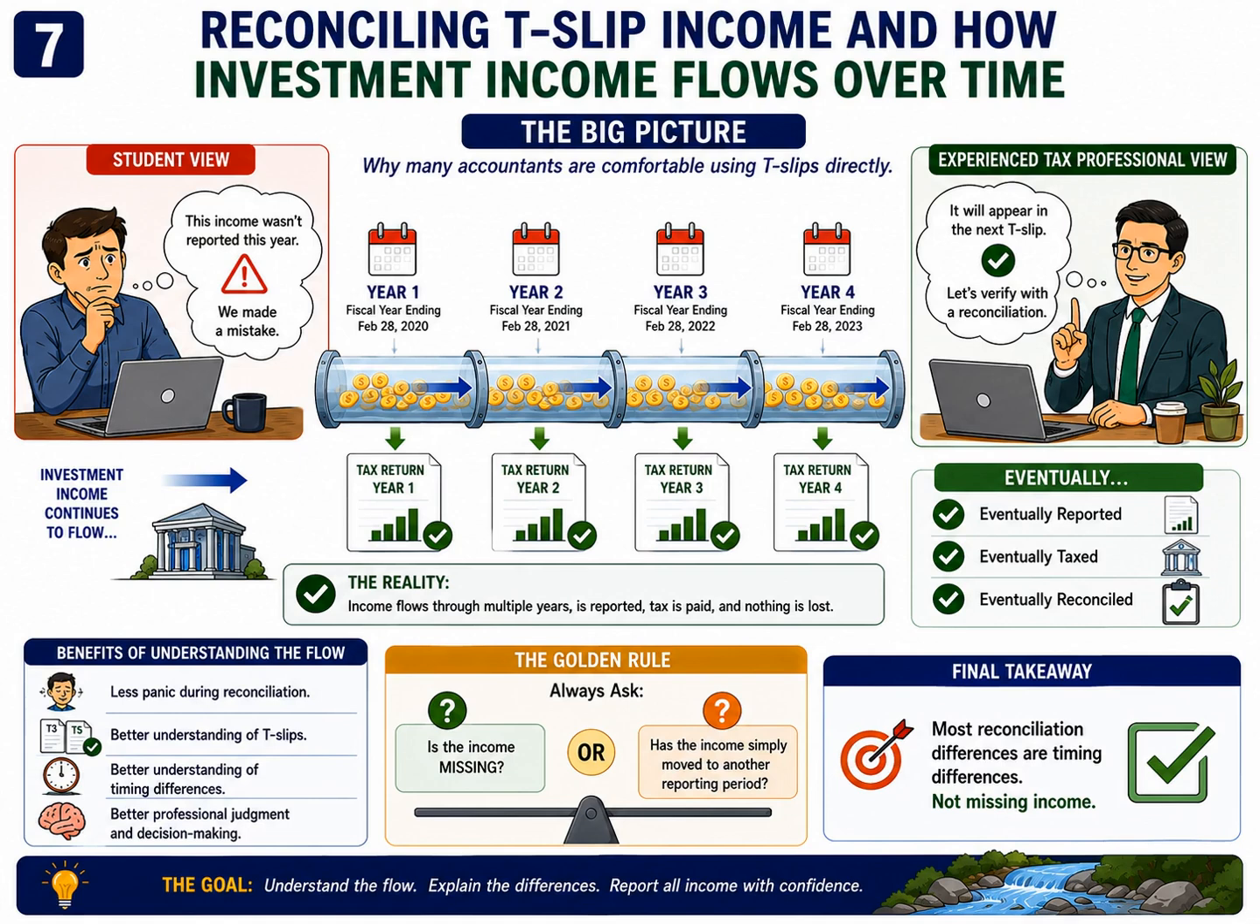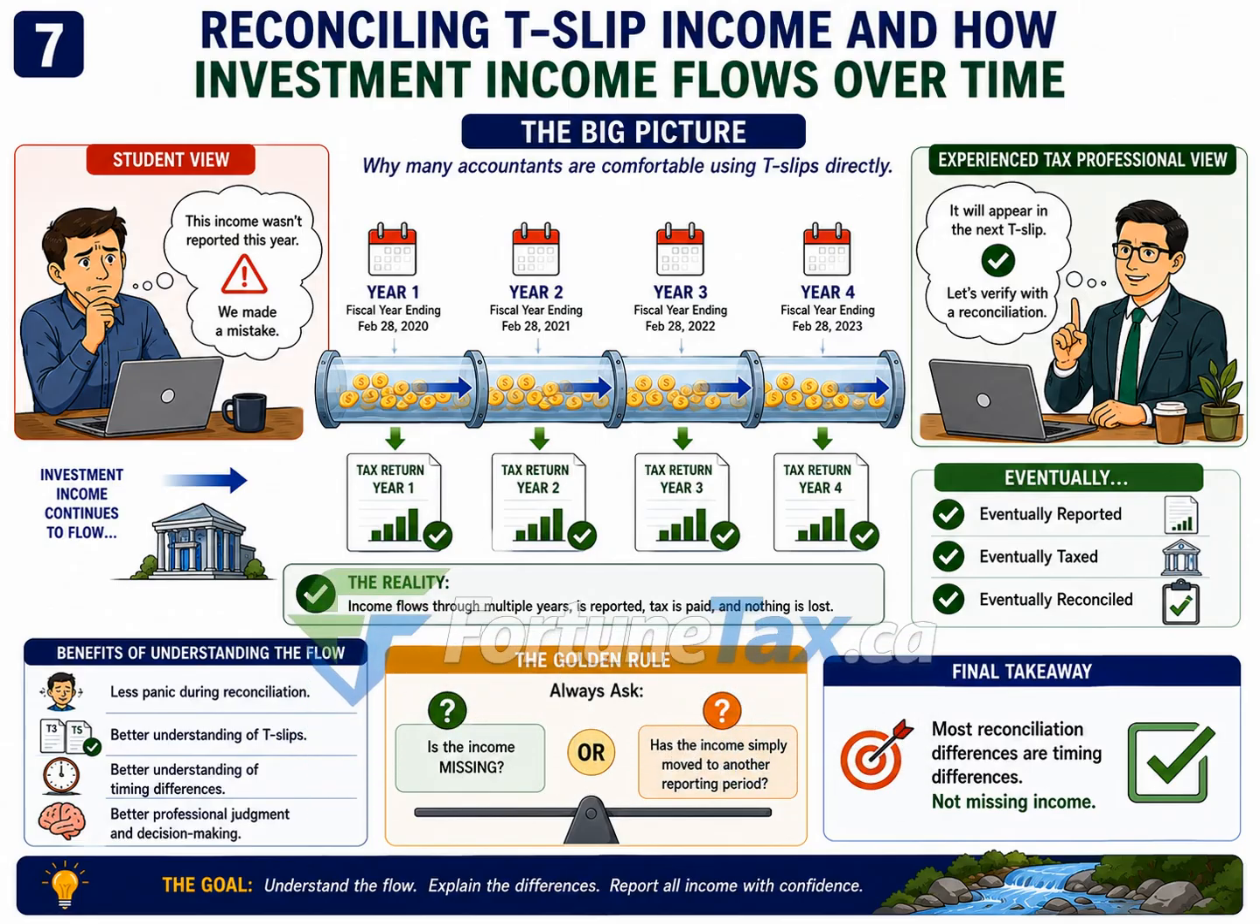This perspective provides several benefits. It improves understanding of T-slips. It improves understanding of fiscal year timing differences. It strengthens professional judgment, and it helps accountants make better reporting decisions with greater confidence. At the center of all of this is a simple rule. Whenever you encounter a reconciliation difference, ask yourself, is the income actually missing? Or has it simply moved to another reporting period? In many cases, that single question will lead you directly to the answer.